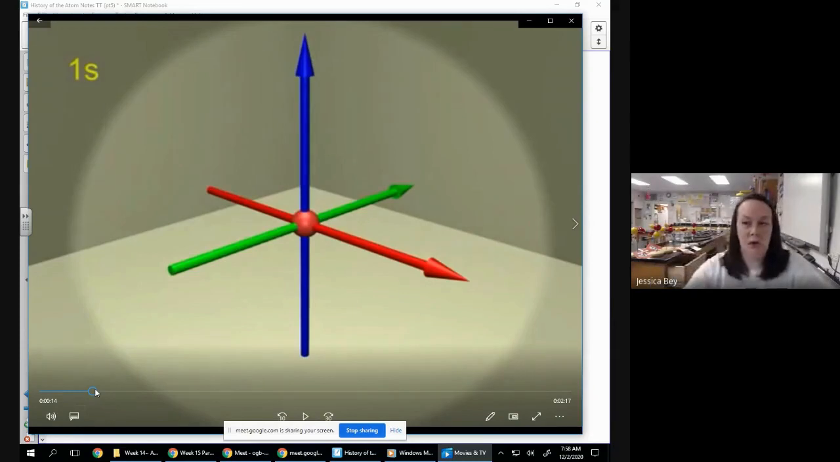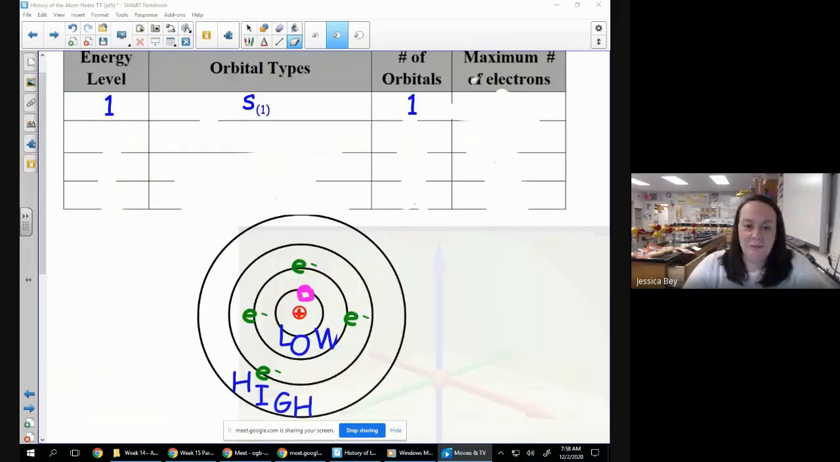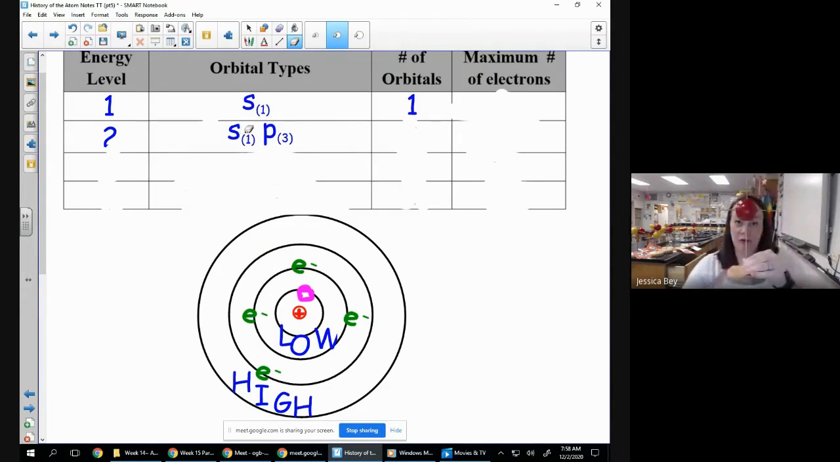Okay, awesome. So then in energy level 2, if you could see a little bit further out, in energy level 2 there are S and P shapes. So you have one of these, and then you have each of these over that. And remember, there's one type of S and 3 types of P. So S and 3P.